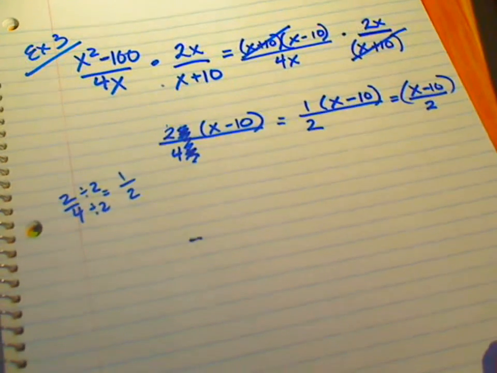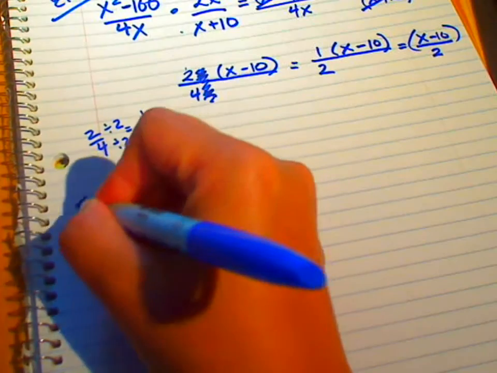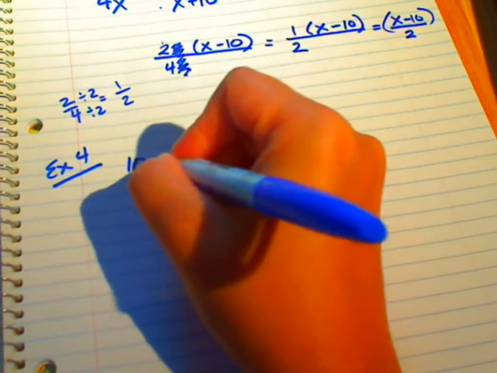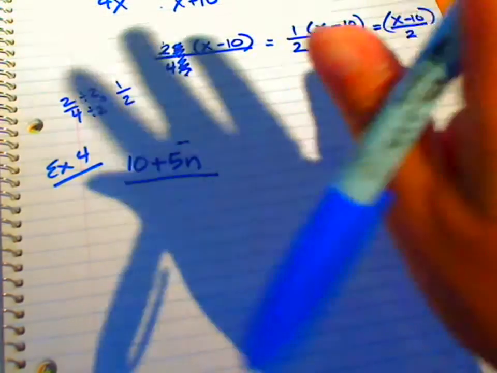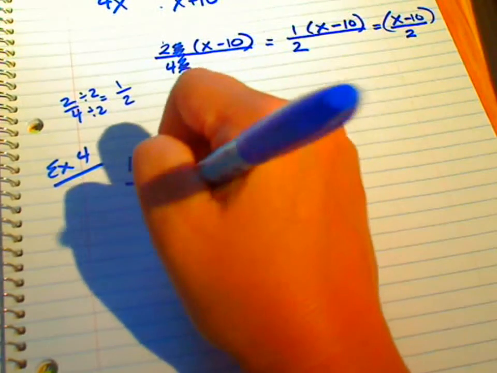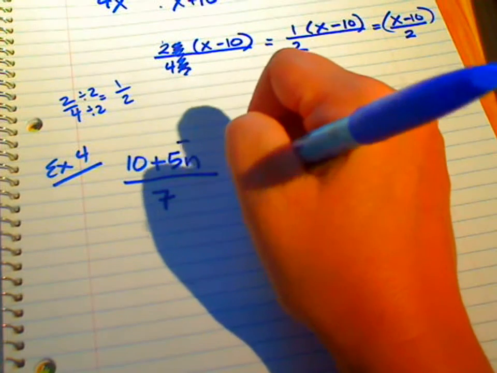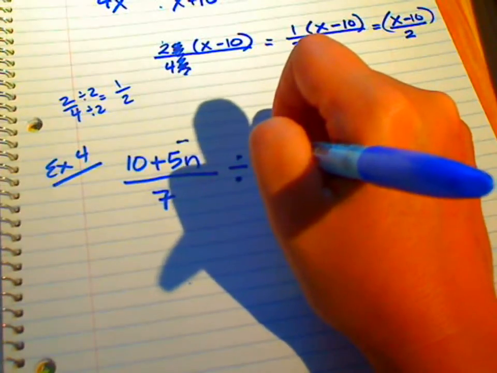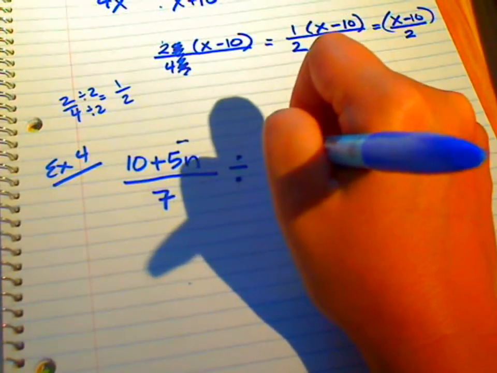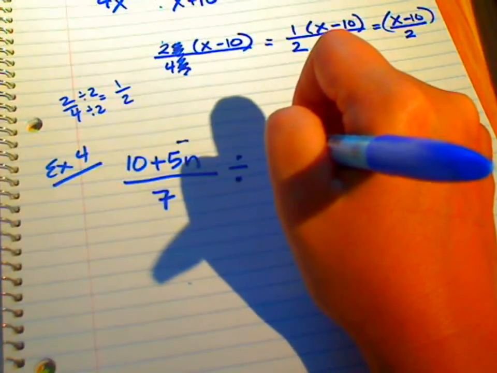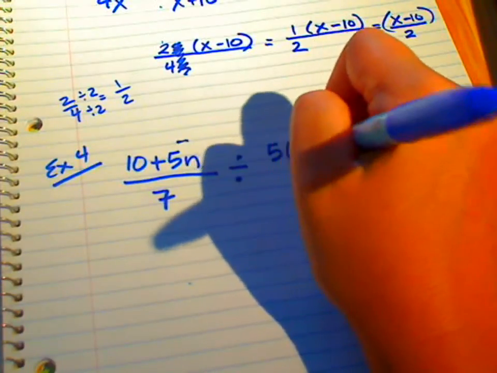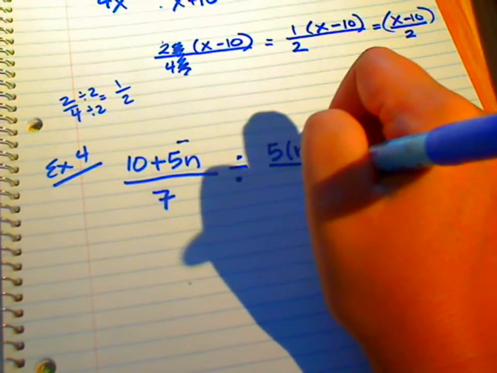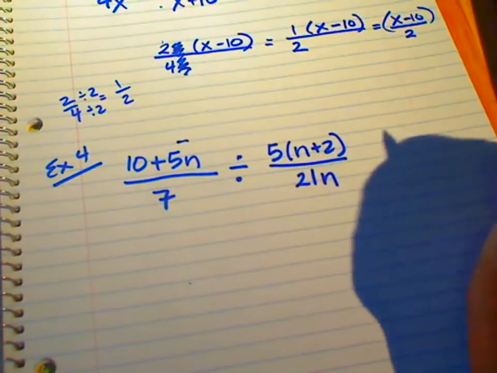For example number 4, whenever you see a division sign with fractions, I'm going to take this. Again, this is a similar problem, not the exact same thing, so don't get confused that I'm setting you up to do the same problem. 5n plus 2 over 21n.